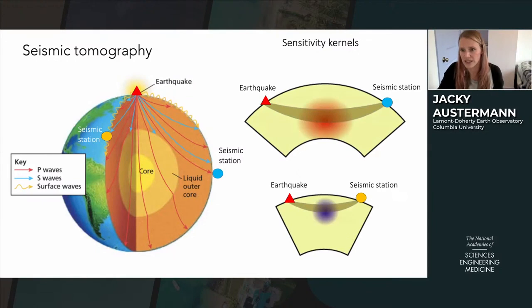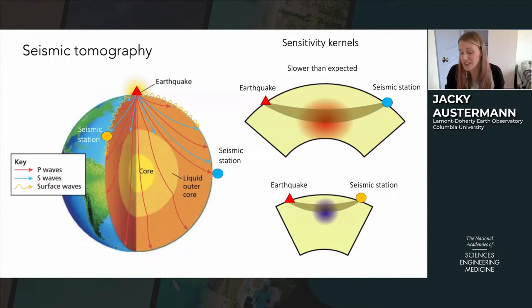So we have these sensitivity kernels here, which are the darkened areas. And if we have a feature in the mantle that is slow, the wave will arrive later than expected. If it's fast, it will arrive faster than expected. And we can take that knowledge, that mismatch between what we expected and what actually happened, to update the internal structure. And here we go, that gives us our seismic tomography.